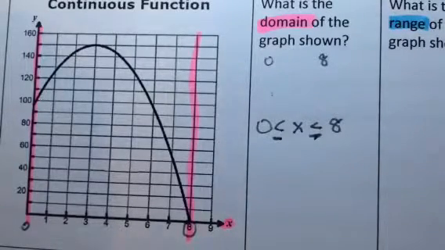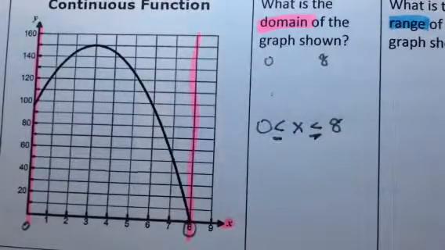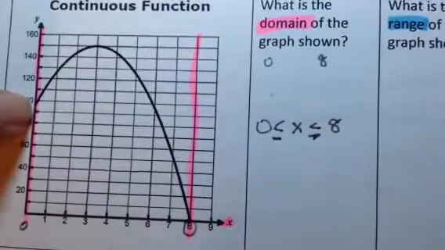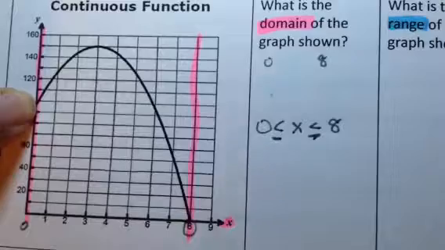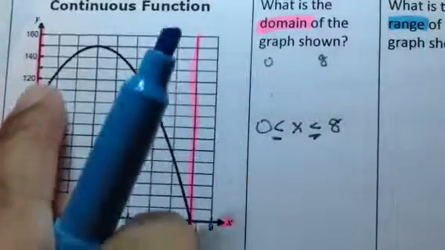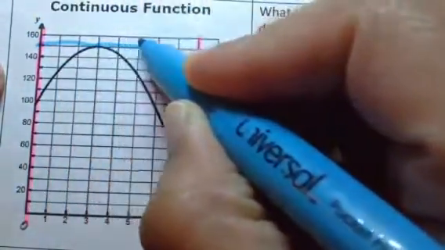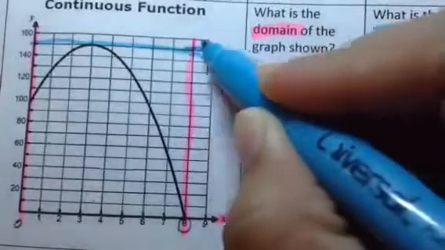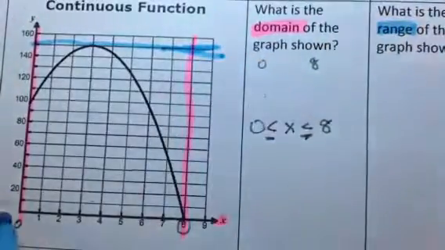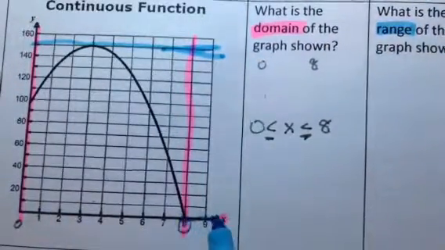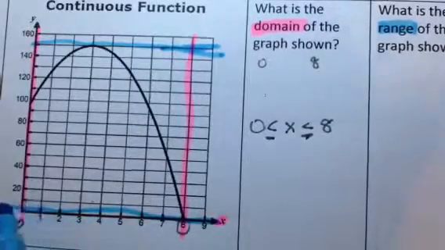Okay, so now we're going to look at the range. Now I need to look for the highest point and the lowest point on this graph. The common mistake is looking at the y-axis and saying, well, that's the lowest point. But I've got to go to the highest point of the graph, which would be right here. And I need to go to the lowest point, which would be right here. So I'm going to draw this line.